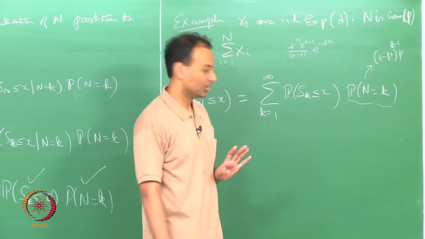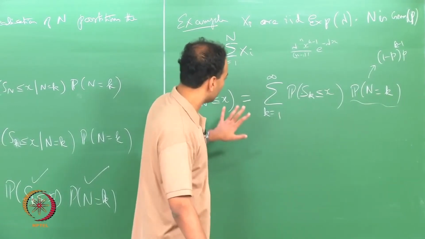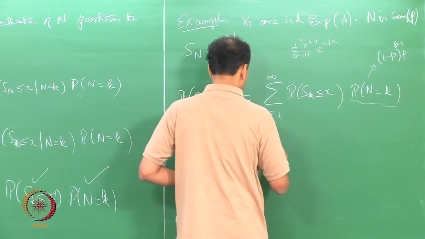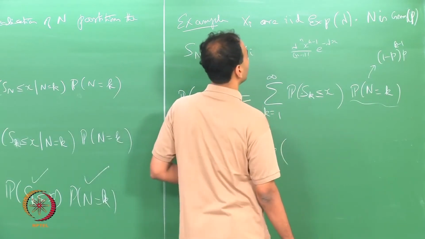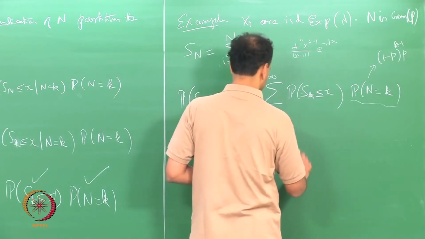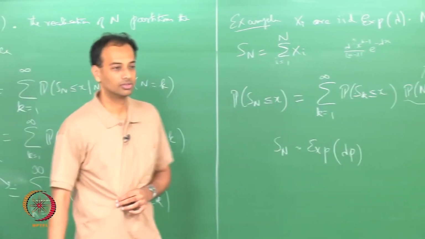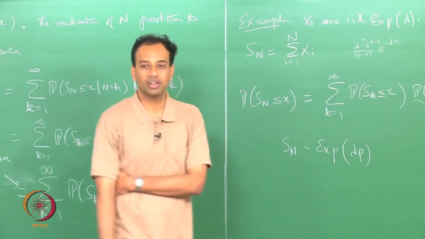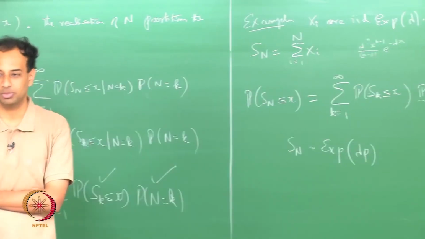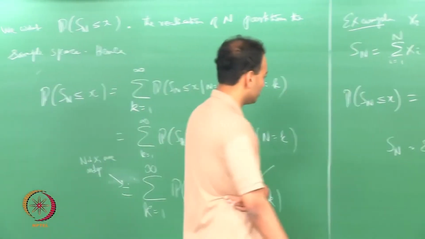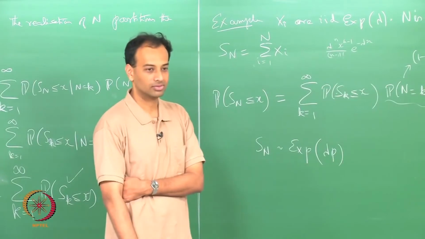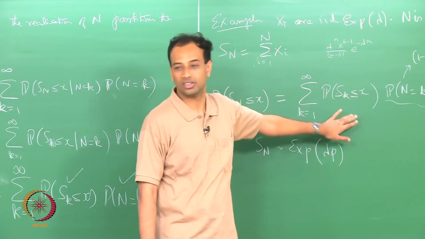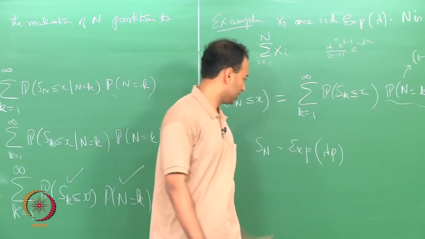In fact, when you do the summation, you can show that S_N is exponential with parameter lambda p. So, you sum a geometric number of exponentials, you get another exponential whose parameter is lambda times p. And the way you get that is to simply do the summation, brute force at this point.